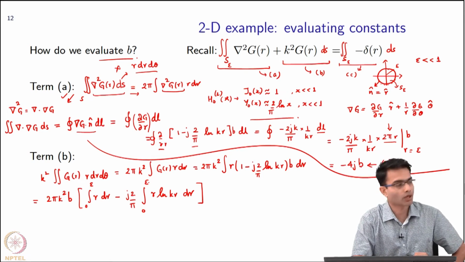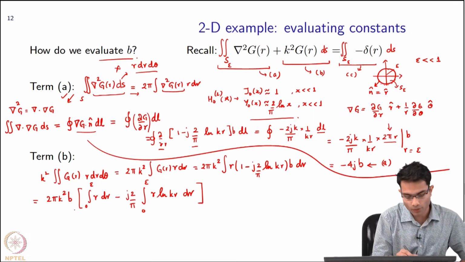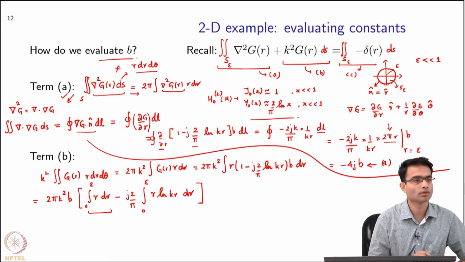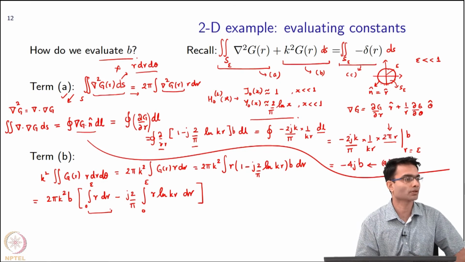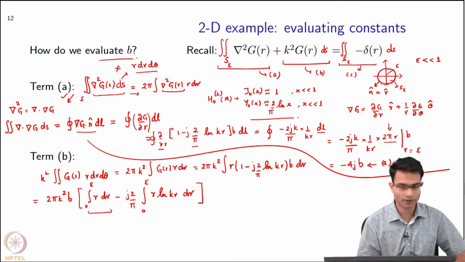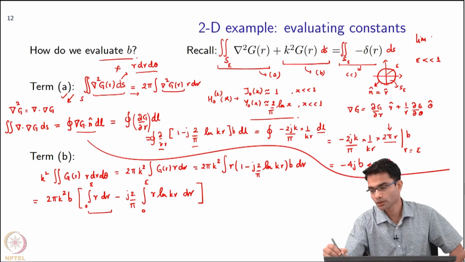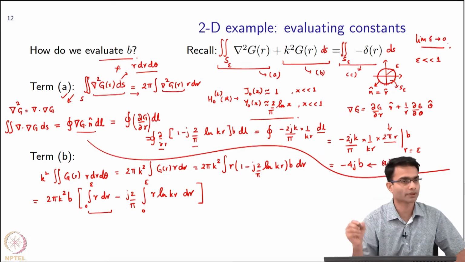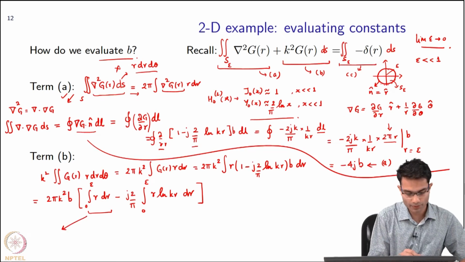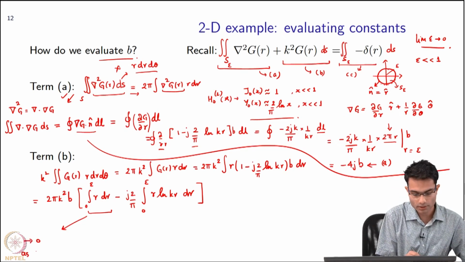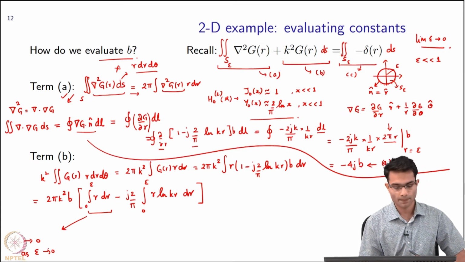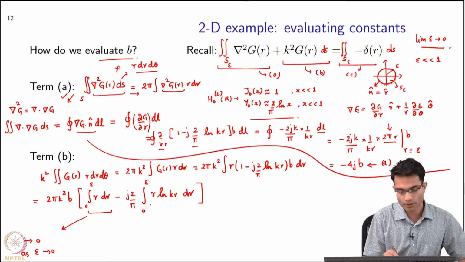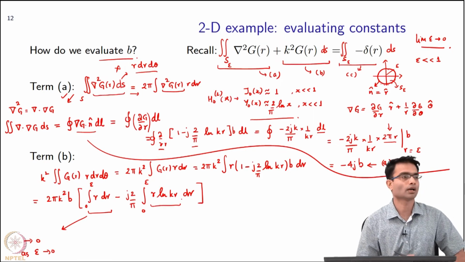Now, without actually doing all the math, you can see what will happen to the first term. Integral r dr will give me r squared by 2 evaluated between epsilon and 0, and I am going to take the limit epsilon tending to 0 eventually, that is going to happen anyway. So this first term tends to 0 as epsilon tends to 0. Then the other term that I have to worry about is the integral of r log kr.